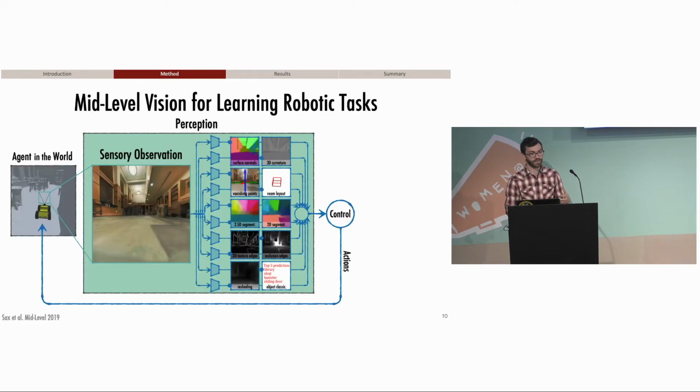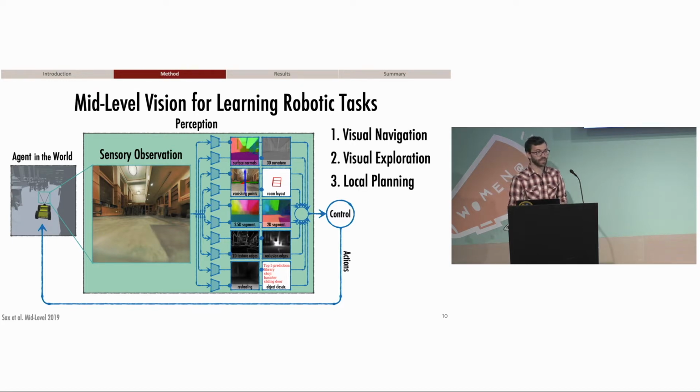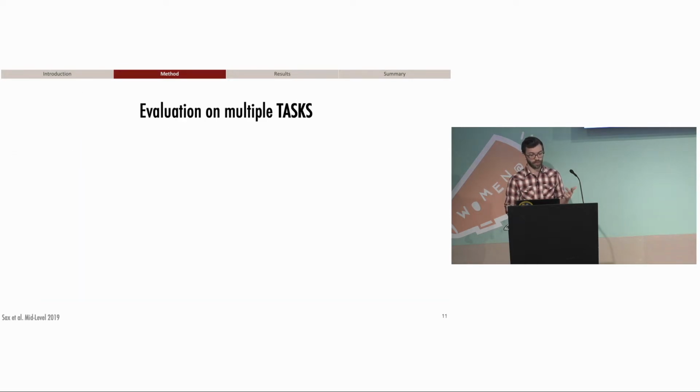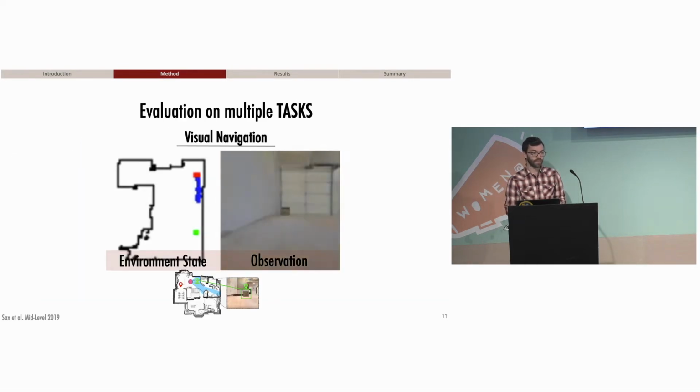Now that we've covered what mid-level abstractions are and how they can be integrated into the RL loop, we need to evaluate whether they're useful. And so we implemented a suite of 3 different visuomotor tasks: navigation, exploration, and local planning. Visual navigation is where the agent needs to navigate to some target object, in this case, a wooden crate. During training, it needs to learn to recognize what object it should go to, as well as how to navigate to it.